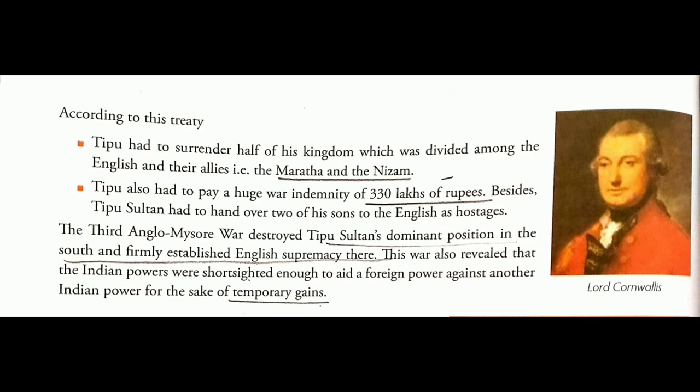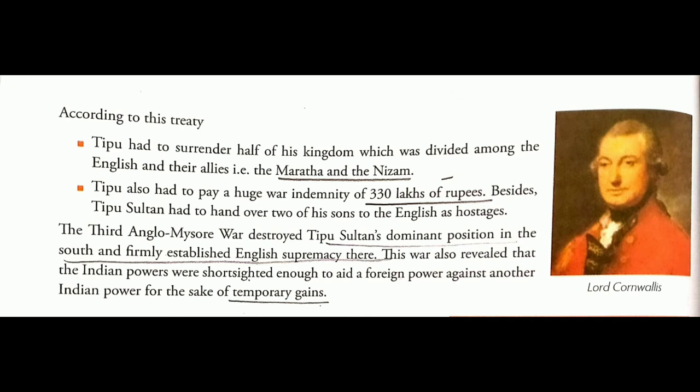Second, Tipu also had to pay a huge war indemnity of 330 lakh rupees. So apart from giving the land to the British, Tipu also had to give such a big amount of 330 lakh during that time. Besides this, Tipu Sultan had to hand over two of his sons to the English as hostages. So Tipu Sultan was in a great loss. He had given his kingdom, he has given the money, and the biggest loss that he had to face was that he had to give his two sons as hostages to the Britishers.